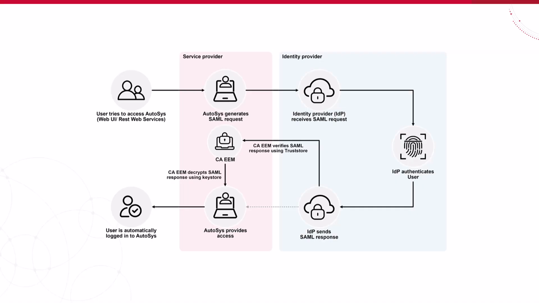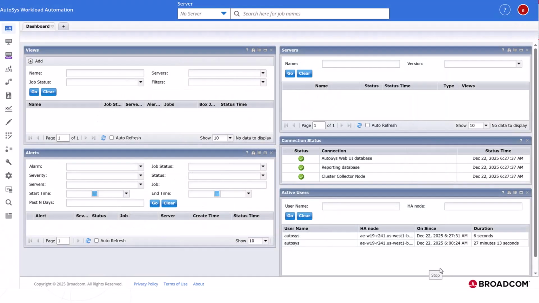Behind the scenes, AutoSys sends a SAML request to ADFS, and ADFS returns a SAML assertion that logs the user into the Web UI automatically. EEM validates the assertion signature using the TrustStore certificate and creates an authenticated session. You are automatically logged into the AutoSys Web UI without entering any credentials.